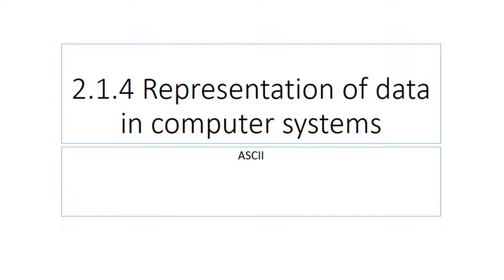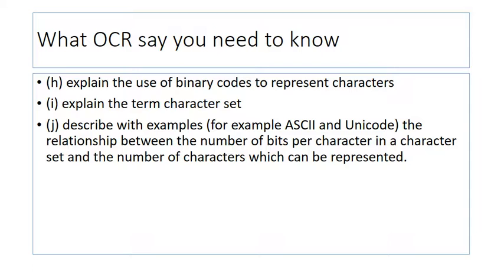Hello and welcome to this video where we're going to be looking at section 2.1.4 of Representation of Data in Computer Systems of the OCR computing specification, and in particular we're going to be looking at ASCII. OCR say that you need to be able to explain the use of binary codes to represent characters, explain the term character set, and describe with examples, for example ASCII and Unicode, the relationship between the number of bits per character in a character set and the number of characters which can be represented.